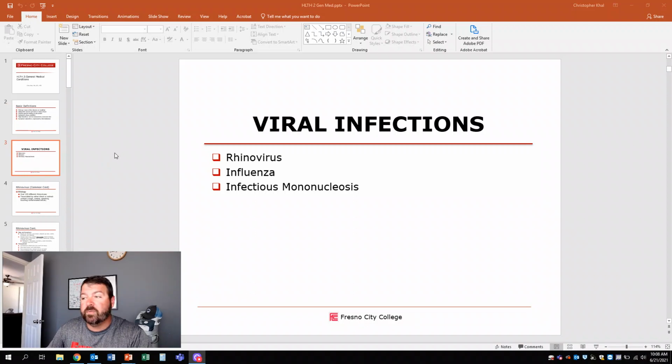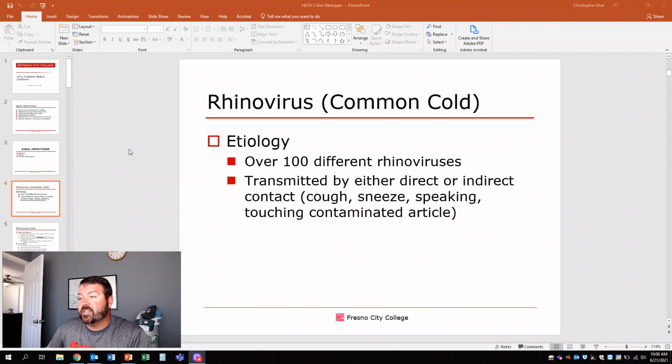All right, we're going to start off first with viral infections. Okay, so the rhinovirus, okay, that was a common cold. Okay, it's still a virus. Okay, usually not a bad one. There's over 100 different rhinoviruses, probably in the thousands, I bet. It's transmitted either by direct or indirect contact, sneezing, coughing, speaking, touching, anything that you can kind of come in contact with. Okay. Depending on the rhinovirus, it could be more focused on hot temperatures. Most are on cold temperatures. Some can last on surfaces different lengths of time before they die.